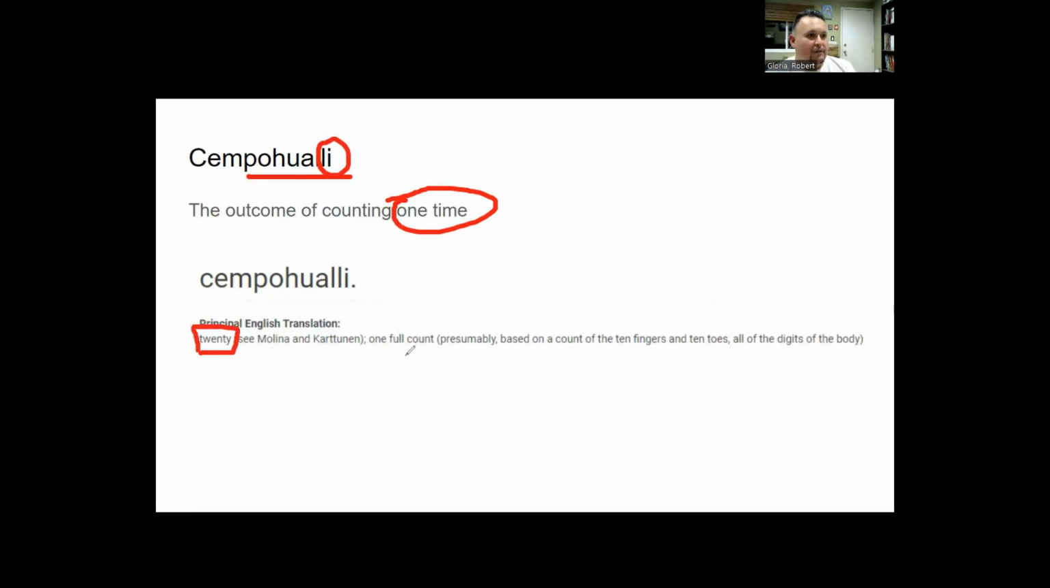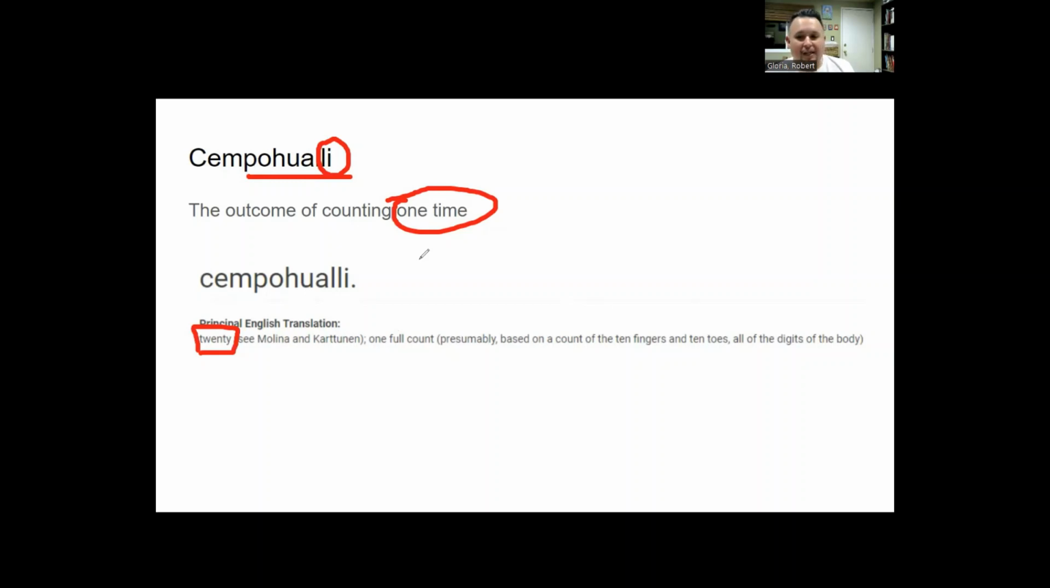Okay, so it's a full count, presumably based on a count of the 10 fingers and 10 toes, all the digits of the body. This is the word for 20, because if you're counting 1, 2, 3, 4, all the way through the numerals, 20 is considered to be a full count, sempohualli, and then you continue on from there.